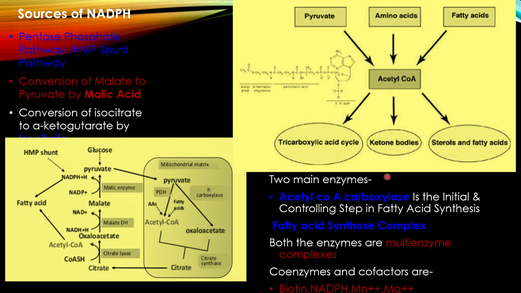So the two main enzymes of fatty acid synthesis are acetyl coenzyme A carboxylase, which is the initial and controlling, rate limiting step of fatty acid synthesis, and second is the fatty acid synthase complex. Both these enzymes are multiple enzyme complexes, and the coenzymes and cofactors are biotin, NADPH, magnesium ion, and manganese. So we will see one by one further.